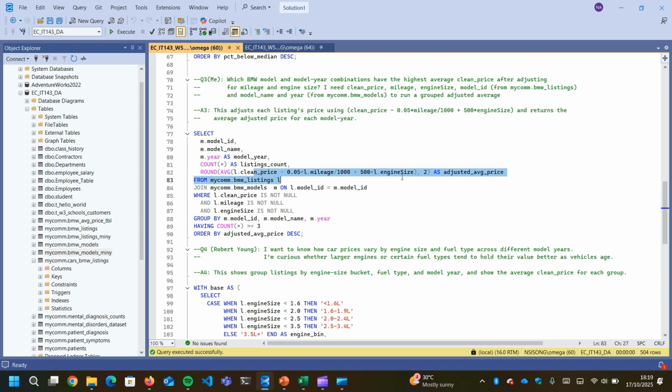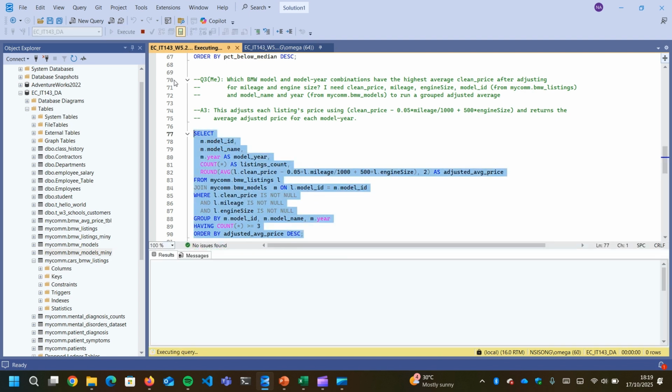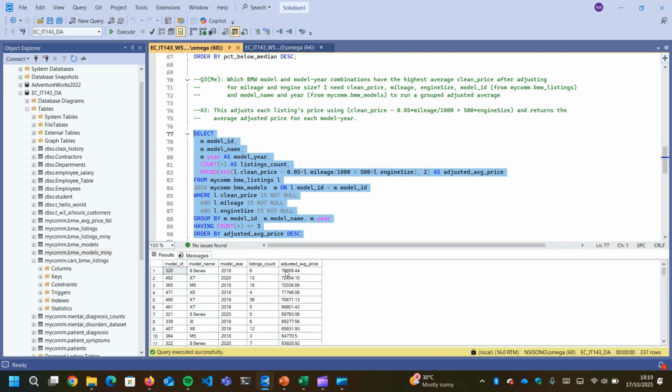This is the formula I created. Then I averaged it by the model and the year. So we're going to run through that. So this is it. This simple adjustment penalized high mileage and rewarded larger engines slightly. Sorting by the adjusted average, which you've seen here, revealed which models truly held value after accounting for differences.